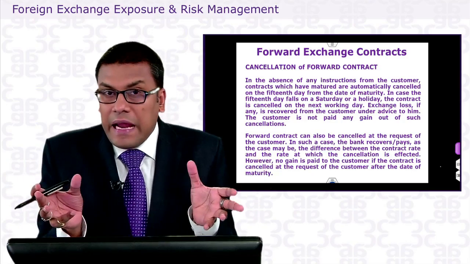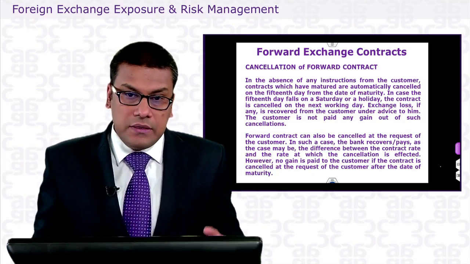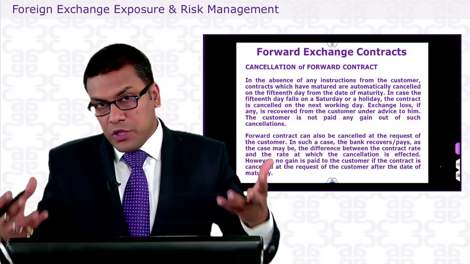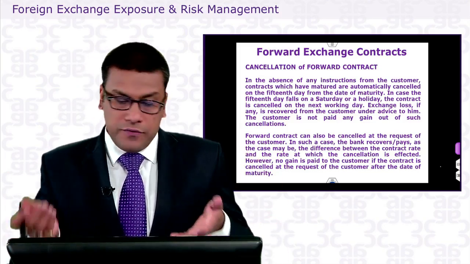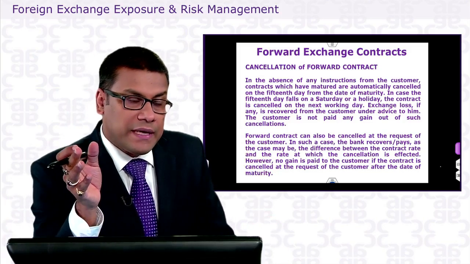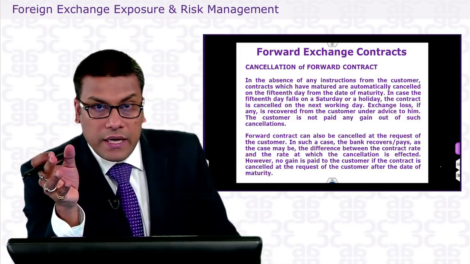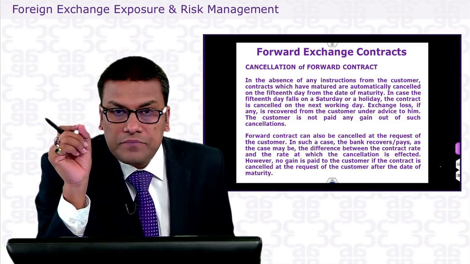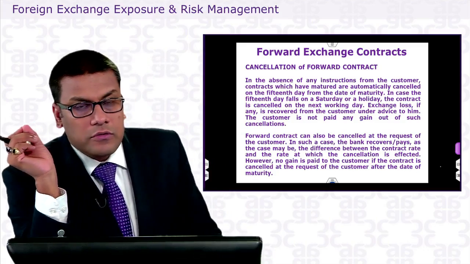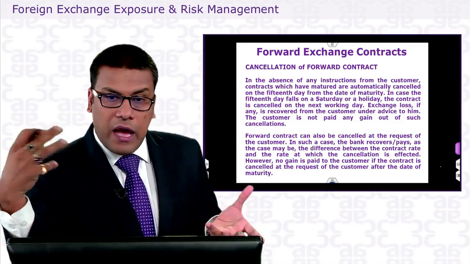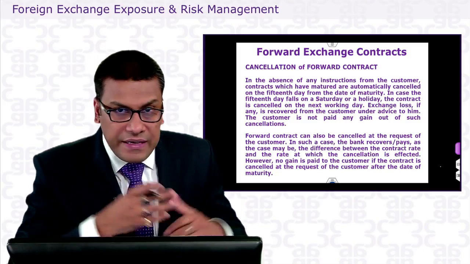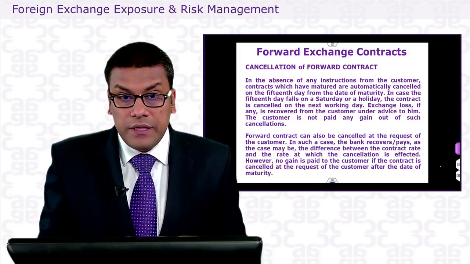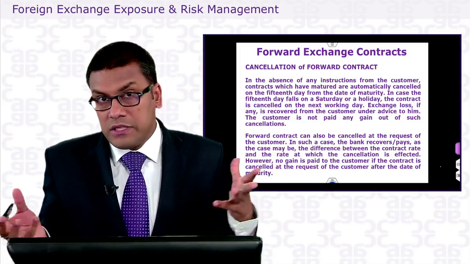So a forward contract can be cancelled at the request of the customer, provided that this request is coming before maturity. If it's happening before maturity, you approach the bank and request the bank to cancel the contract. In that case, the bank would recover or pay the difference, depending on whether it's a profit or loss, between the contract rates at which the contract gets cancelled. Such a gain is paid to the customer, and if there is any loss, that is recovered from the customer.